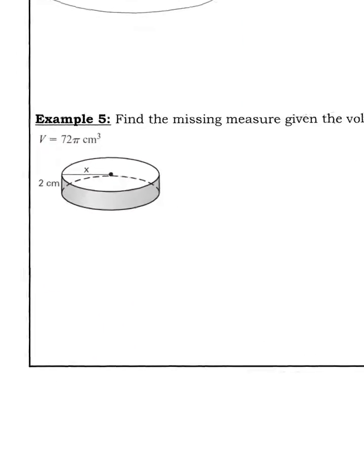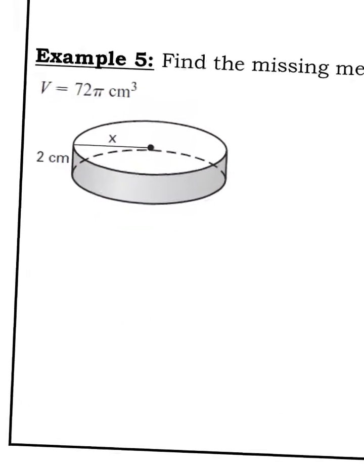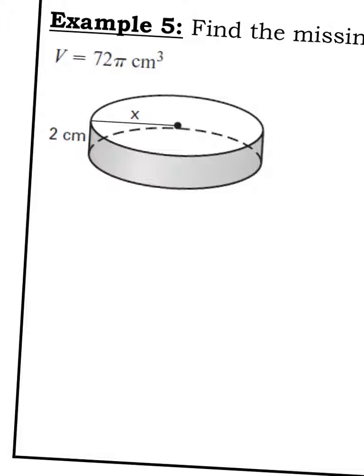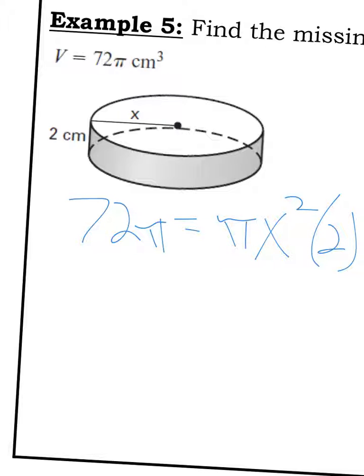And the last one here, I'm going backwards. 72 pi is my volume. You could type that in and approximate it, but trust me, don't do that right now. It's easier if you just leave it as 72 pi. So that's going to equal pi times r squared, which is x squared, times 2. So if you want to rewrite this so it looks a little neater, you're going to write 2 pi times x squared equals 72 pi.